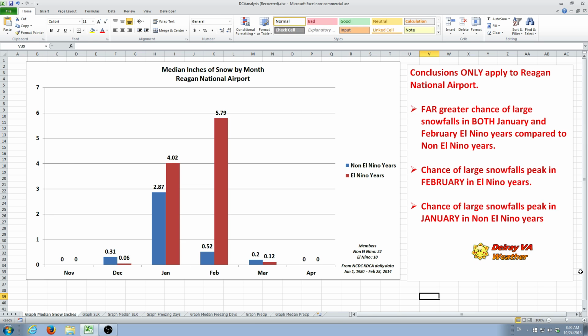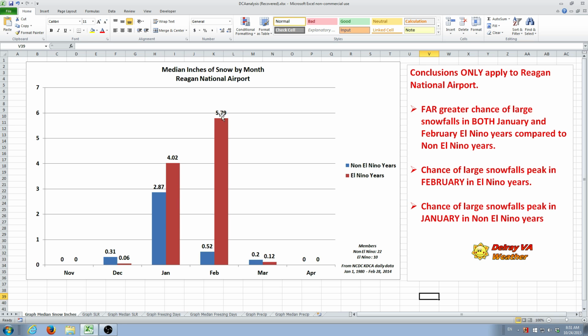Okay, this is probably the most dramatic difference of any of the analysis. This is the median inches of snow by month in both El Nino years and non-El Nino years. And as you can see, in January and February in El Nino years, you get a substantially higher number of inches. The median is substantially higher for El Nino years. So we observe that we have a far greater chance of large snowfalls in both January and February in El Nino years compared to non-El Nino years. The chance of a large snowfall peaks in February in an El Nino year.